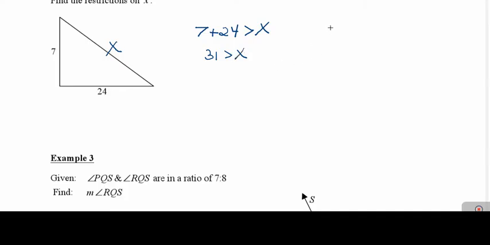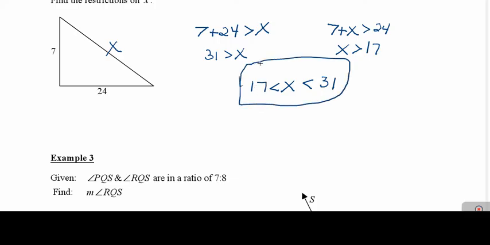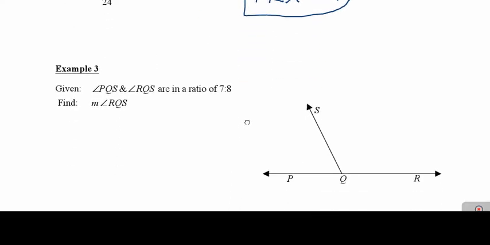Now, the other restriction we must consider is that 7 plus x must be greater than the third side of 24. So therefore, if we solve this, we get x has to be greater than 17. So our restrictions on x are that it must be less than 31, but it must also be greater than 17. So it's between 17 and 31 in order for it to be classified as a triangle.